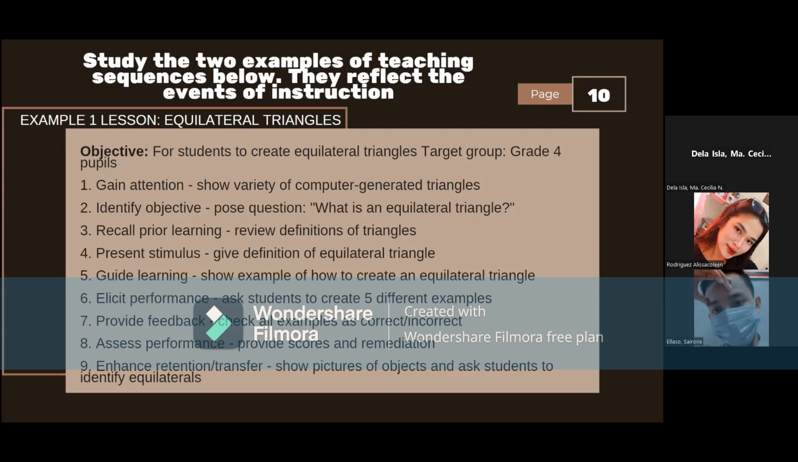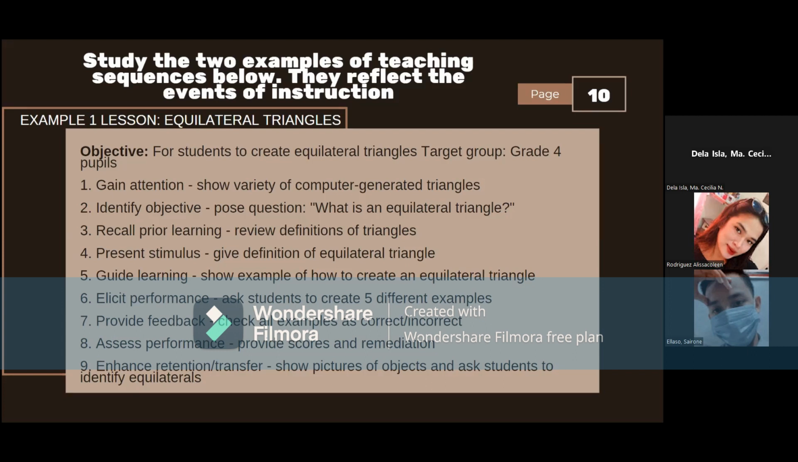So after gaining the attention, nag-proceed na yung teacher sa number 2, identify objective. So here, nagbigay siya ng question: What is an equilateral triangle? Hindi ito sasagutin ng estudyante, of course, kasi nasa objective pa lang tayo. Pero pinapaliwanag dito ni teacher na itong question na to is at the end of the lesson, masasagot ito paunti-unti. So what is an equilateral triangle since it is the lesson's all about, di ba?